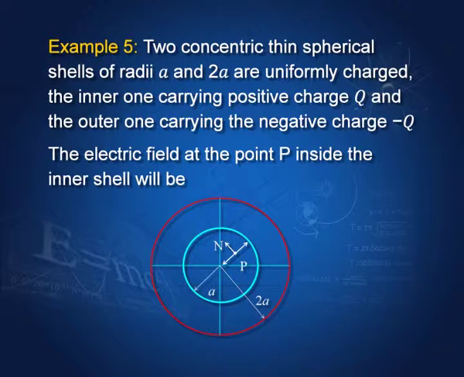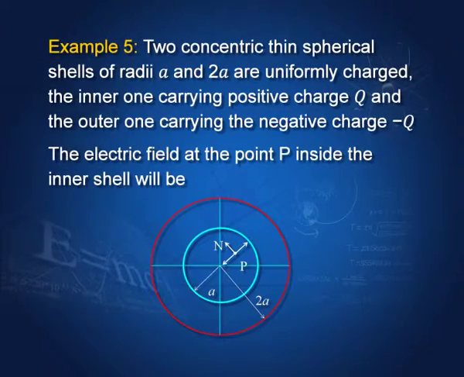Inside the inner shell there is no charge, because the charge is only on this surface and on this surface. Therefore, inside the field is 0. There is no charge. If I erect a spherical surface inside, then 4 pi r squared times E would be equal to 0. Therefore, E is equal to 0. So, inside the inner shell the field is 0. So, at point P the field is 0, the direction is irrelevant.